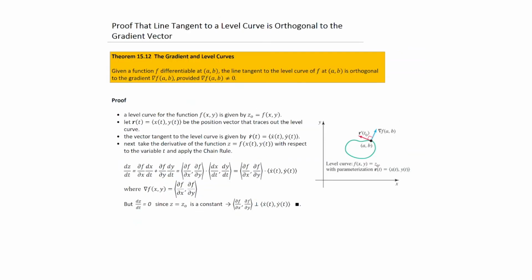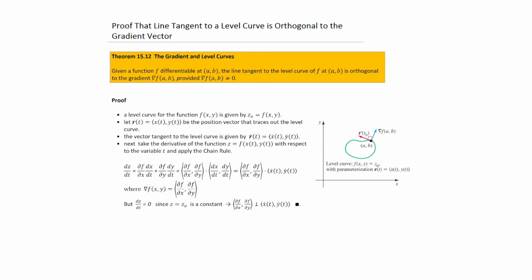All right, so now we're going to prove that the line tangent to a level curve is orthogonal to the gradient vector. This is basically theorem 15.12 in the textbook. It states that given a function f differentiable at (a, b), the line tangent to the level curve of f at (a, b) is orthogonal to the gradient, provided the gradient is not equal to 0. Okay, so those are conditions that have to be satisfied. So let's look at the proof.